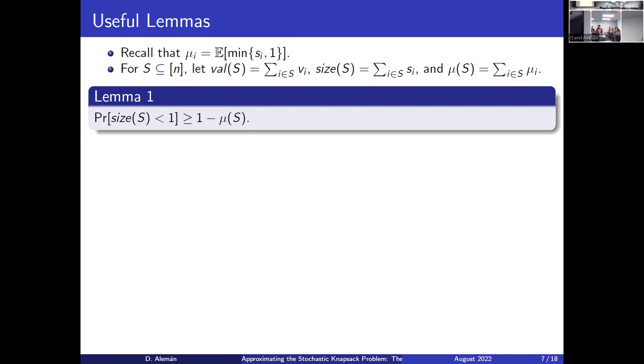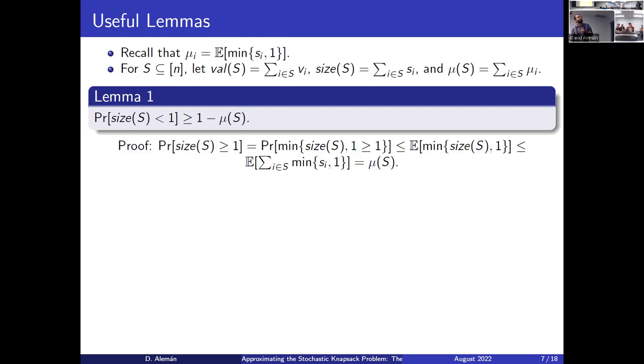Now, one nice lemma, and this lemma is an additional motivation to consider the random variable mu I, is that the probability that the size of S is less than one is at most one minus mu of S. This is quite easy to show.